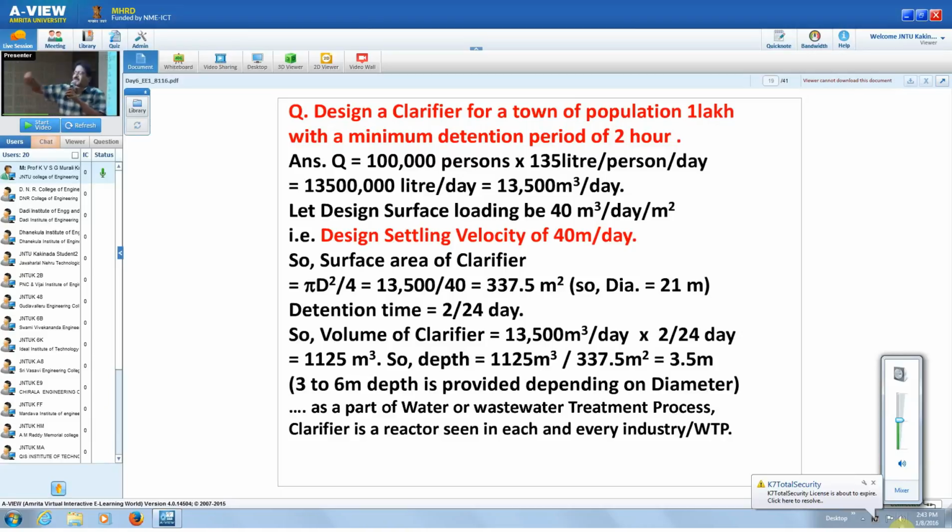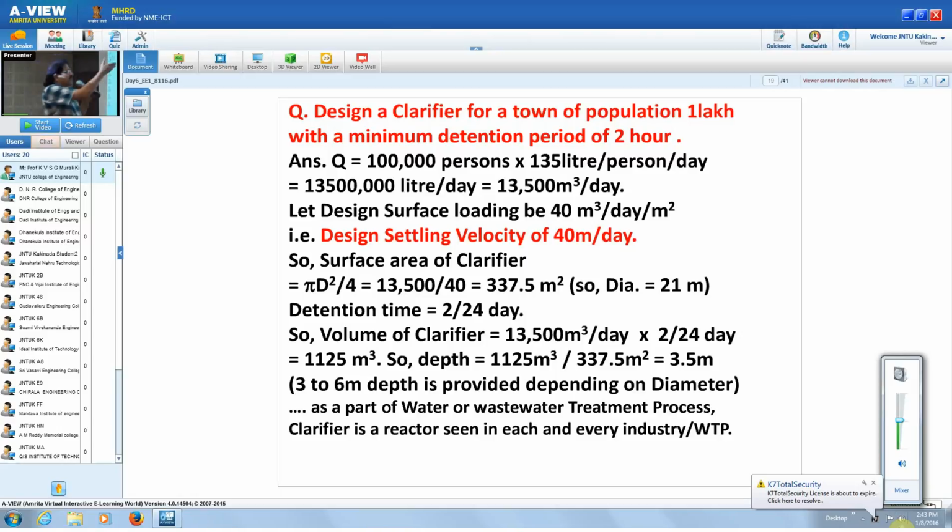You know the surface area of it. Find the depth. Depth is equal to 1125 meter cube divided by 337.5 meters square, which comes to 3.5 meters. That's all. Depth should always be 3 to 6 meters, depending on the size of the clarifier.